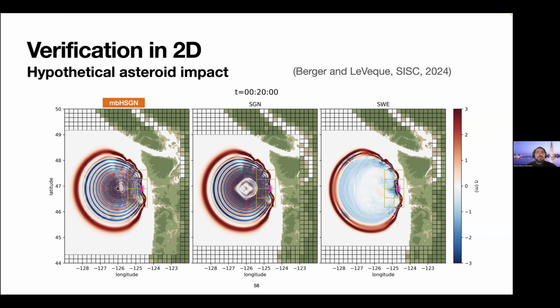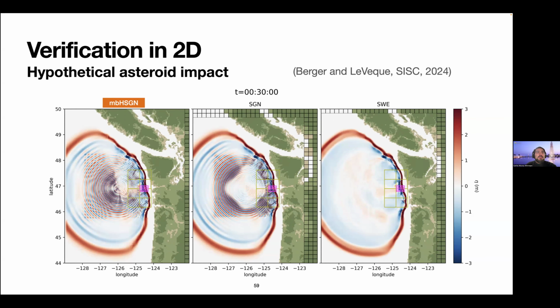Here you can see the solution evolve. And something to mention here is that I'm using a very, very thin sponge layer for the hyperbolic model, which does not like constant extrapolation at boundaries. That's something to take into account.